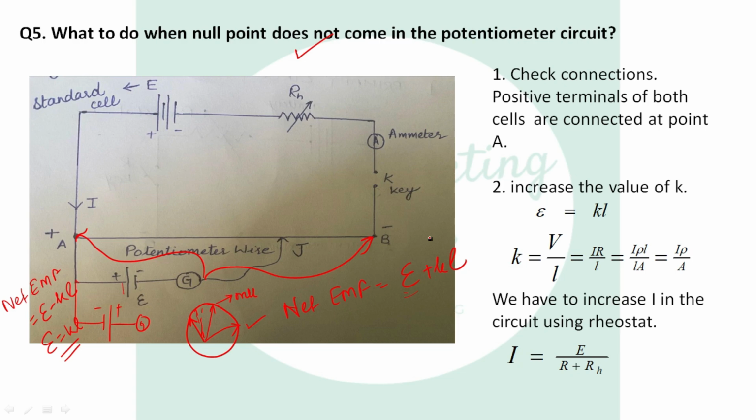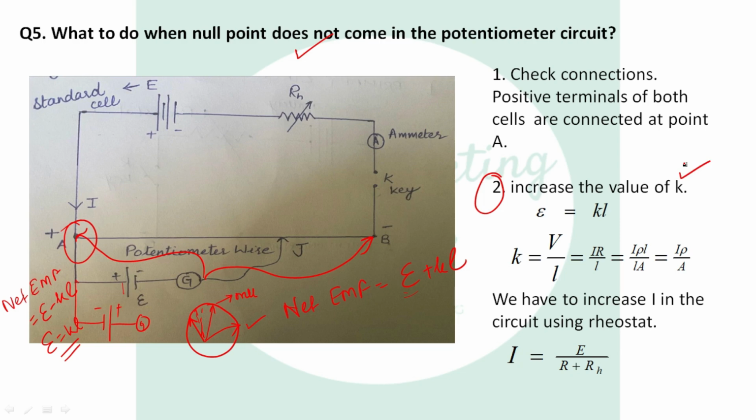So first of all, check your connection: both positive terminals of the cells should be connected at point A. Number 2, if these connections are right and still the null point is not coming, then increase the value of K, the potential gradient.